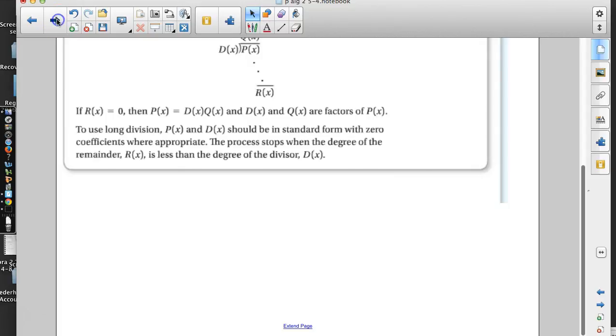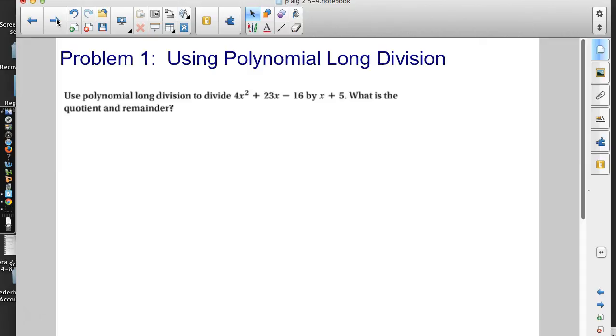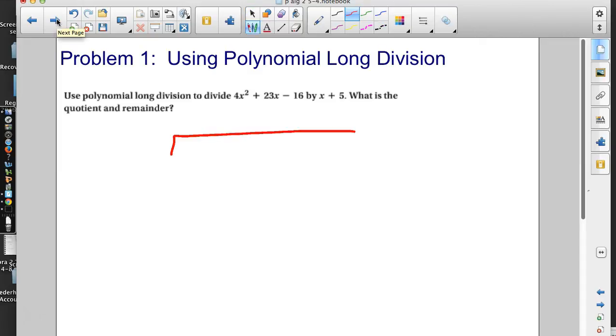So, this little bugger. Using polynomial long division, we are going to divide 4x squared plus 23x minus 16 by x plus 5. Use polynomial long division to divide 4x squared plus 23x minus 16 by x plus 5, and then they want to know what's the quotient. What do we get up here on the top? And then if there's a remainder, what is it?